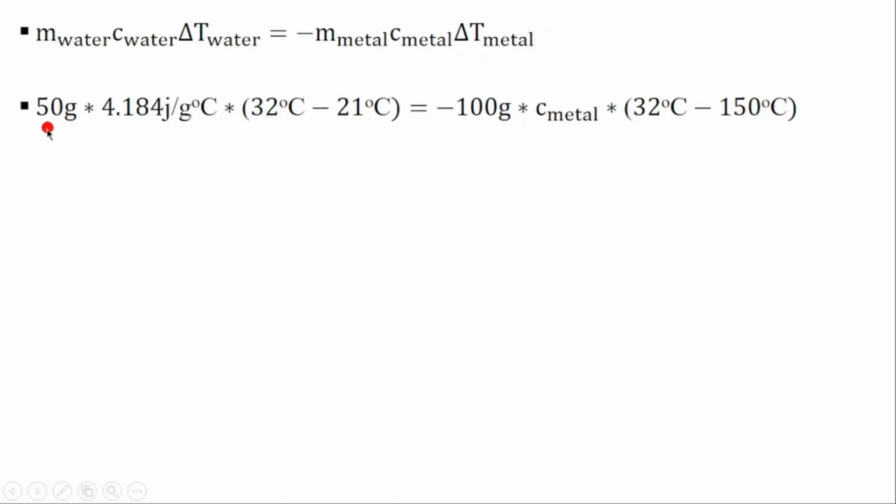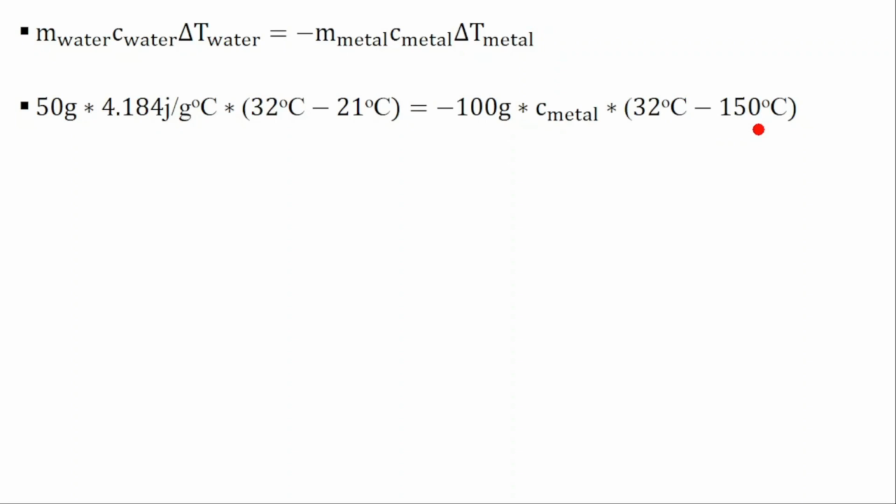So we have 50 grams as the mass of the water times 4.184 joules per gram degree Celsius as the specific heat capacity of the water times the change in temperature, which will be 32 degrees Celsius, the final temperature, minus 21 degrees Celsius, the initial temperature. This will be equal to minus 100 grams of the metal times the specific heat capacity of the metal, which is unknown and we need to calculate, times the change in temperature, which is 32 degrees Celsius, the final temperature, minus 150 degrees Celsius, the initial temperature.